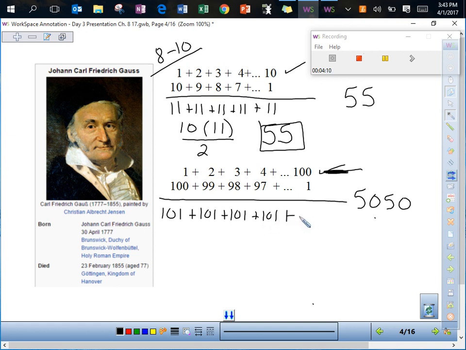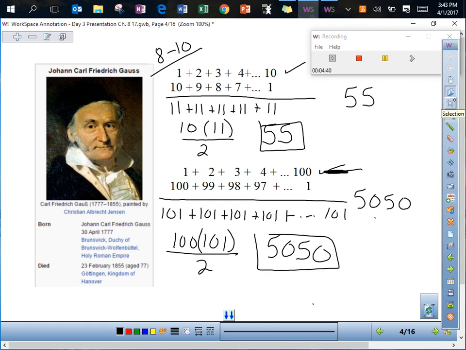And to be truthful, if you really think about it, he got 101, 100 times. 100 times he got 101. But he knew he listed the numbers twice, so he divided them by 2. Still in his head, this is what's impressive. 2 went into 100 50 times, so he took 5 times 101 and got 505 and added a 0.